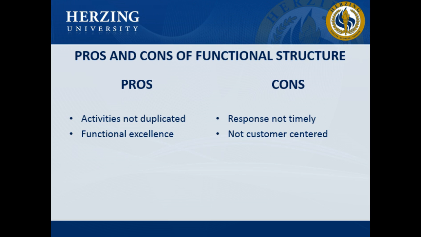Unfortunately, there are drawbacks to the functional structure. The composition of the structure allows for slow communication, problem resolution, and decision making. Additionally, in this structure, there is more of an allegiance to the actual function than to the overall project or the customer the project is being completed for.